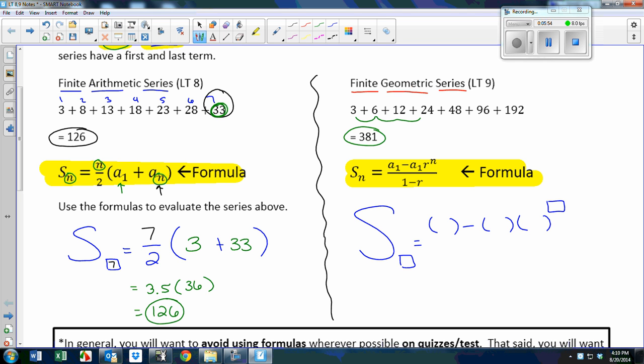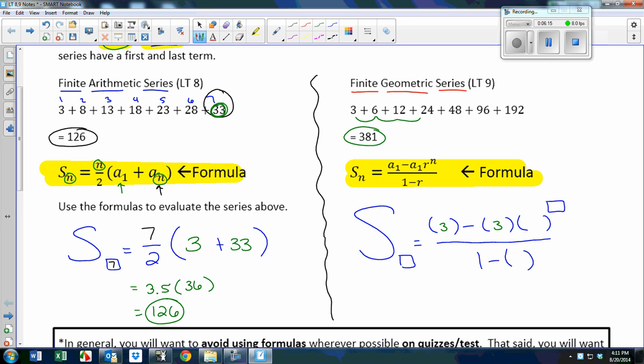I'll put a little box here to put the N in, divided by 1 minus parentheses. And I kind of left myself a parentheses or a box to put all the pieces in. Start again with the easy one. A sub 1 is 3. So 3 here, 3 there, according to the formula. A1 goes there and there.